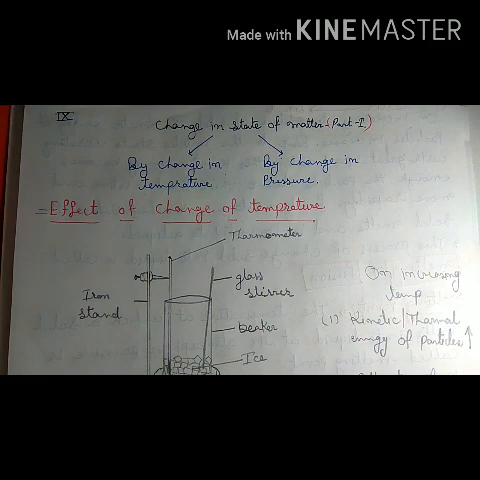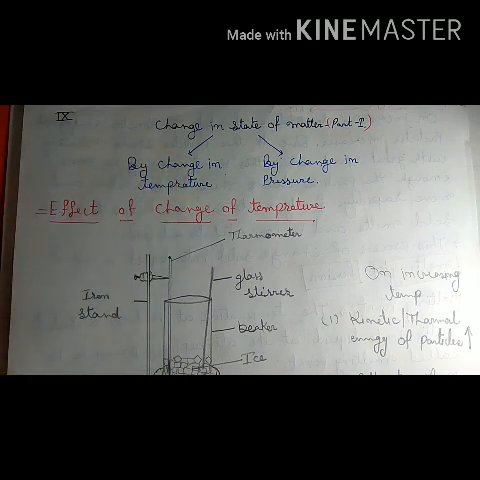In today's class, I'm starting our topic again, which was change in state of matter. In the first class we discussed it, but as per me, we should revise it because that was, I think, 4 or 5 days before, and after that you have taken some other classes. And there are new students also. So I'm starting this topic again: change in state of matter.